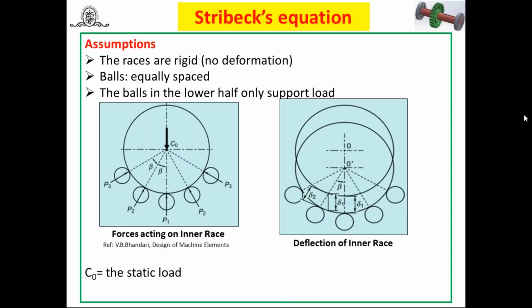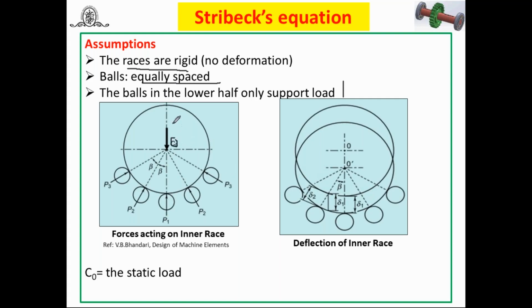For that, you have to make some assumptions, and the expression is derived based on these assumptions: races are rigid, balls are equally spaced, and balls in the lower half part only support the load. That means the balls in the upper half part of the bearing will not support the load. We have already discussed these things, and let us consider here C0 is the static load.